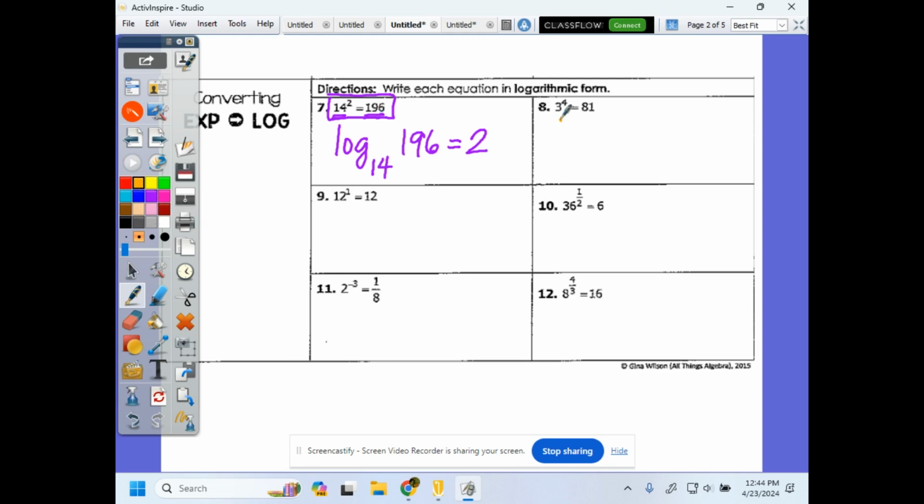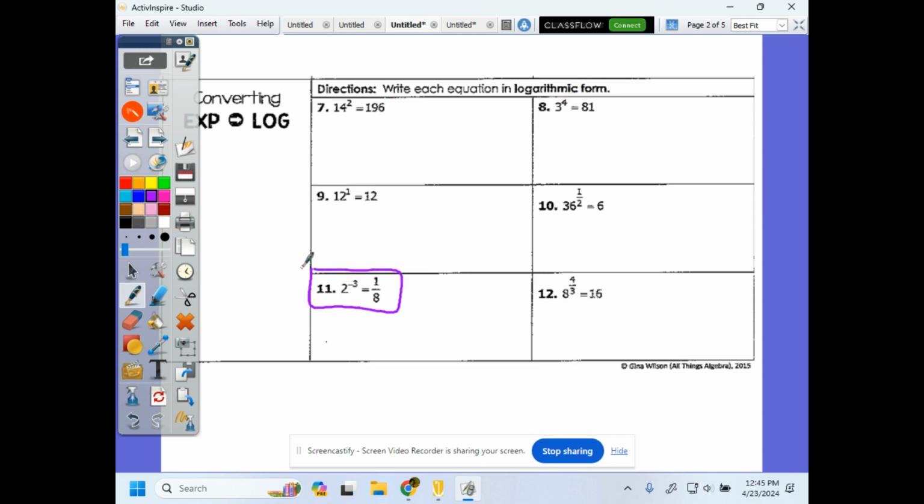Next, number 8. Log, the base here is 3. The answer is 81. The exponent is 4. This 3 here, the 4 there, and the 81 here. Next, number 9. There are two 12s here. Take note. Log of the first 12, this 12 here, goes in the base. The answer is 12. It's equal to 1. You agree with me that the base 12, the exponent of that one is 1 to get a 12. One more here.